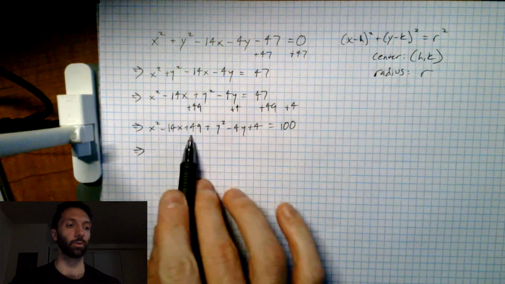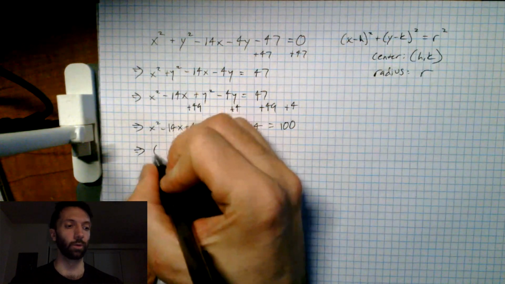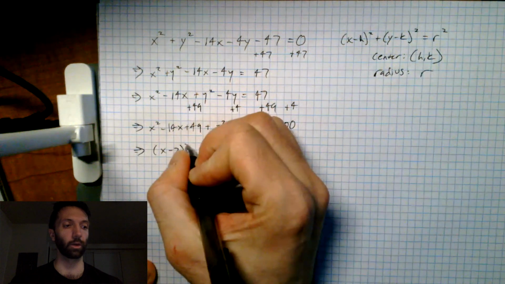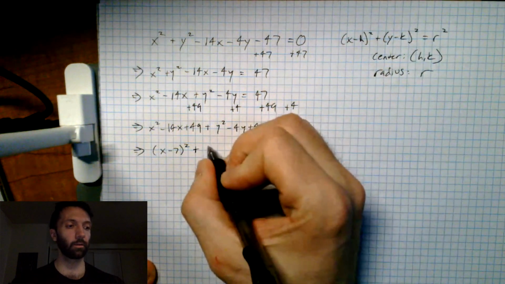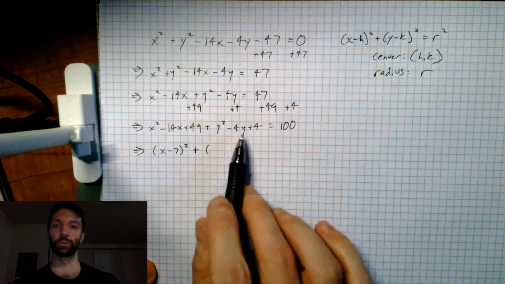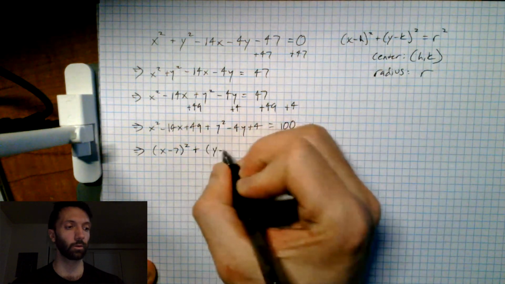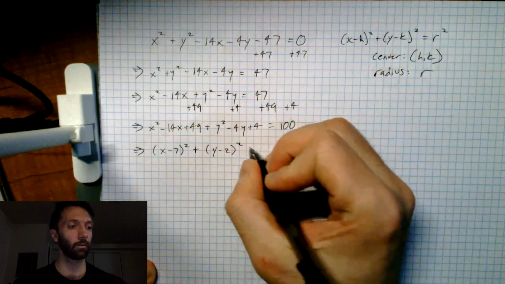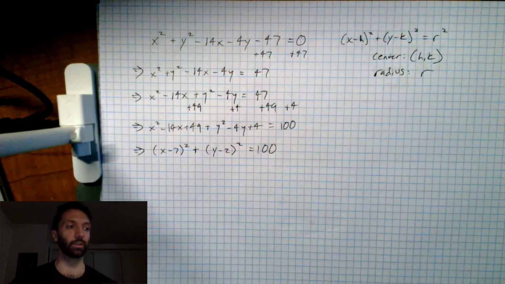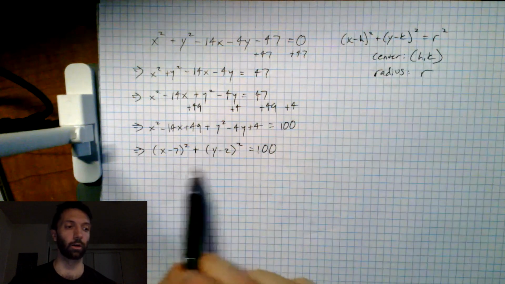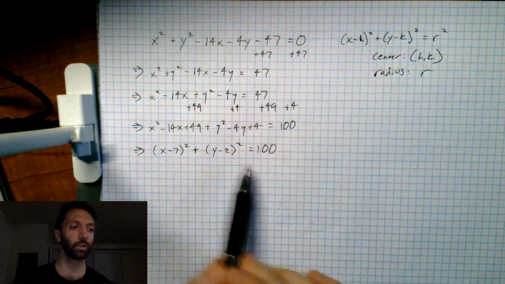So this trinomial here is going to factor into x minus 7, the quantity squared, and then I will add to that this trinomial factored, which is going to be y minus 2, the quantity squared, and that equals 100. And now, as you can see, we have matched our conic form equation here.